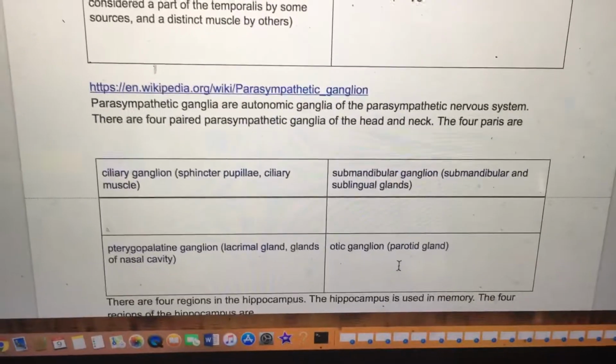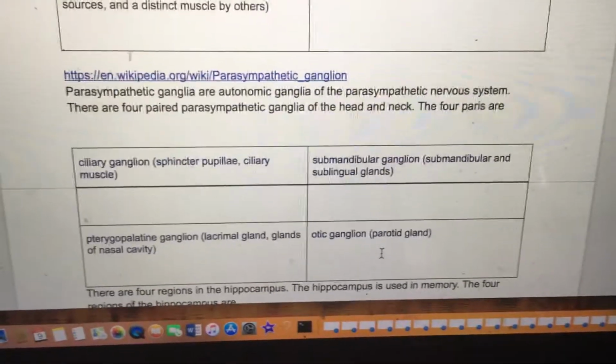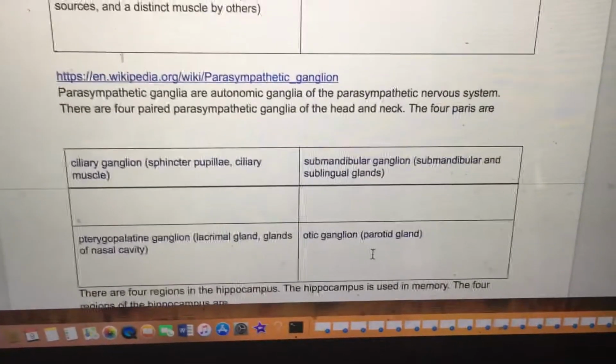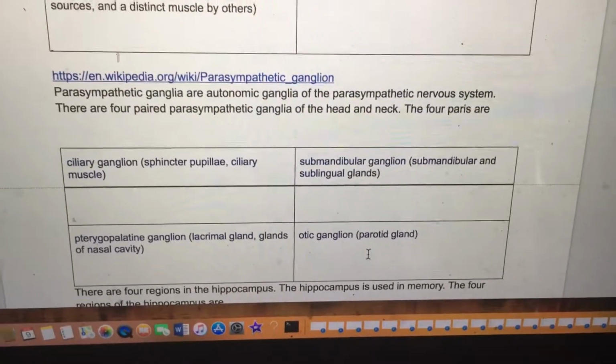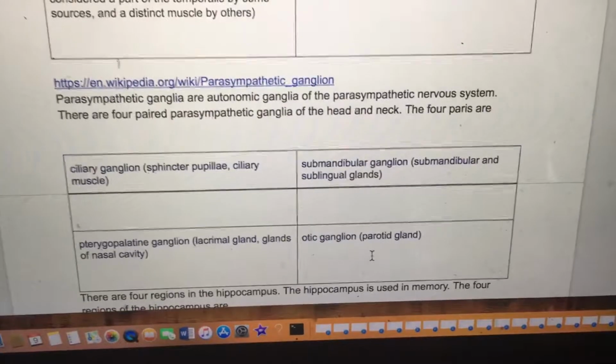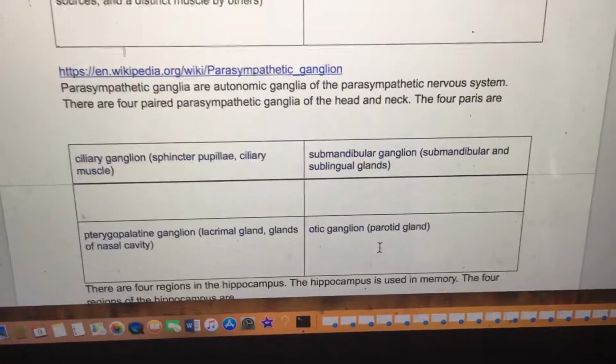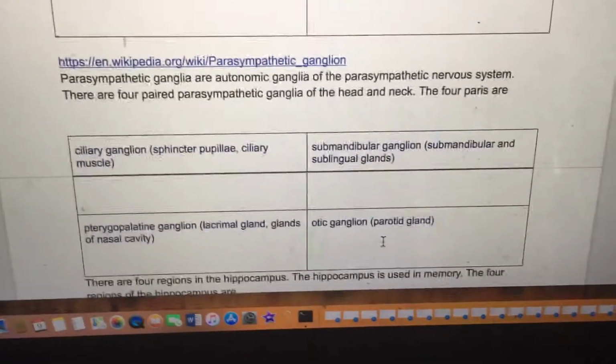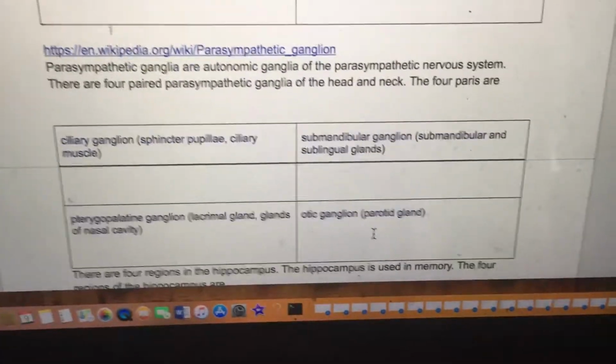Parasympathetic ganglia are autonomic ganglia of the parasympathetic nervous system. There are 4 paired parasympathetic ganglia of the head and neck. The 4 pairs are ciliary ganglion, pterygopalatine ganglion, submandibular ganglion, otic ganglion.